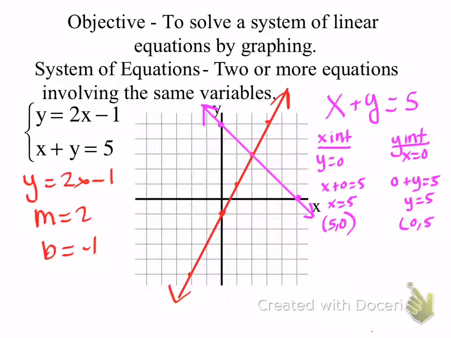All right, now, are we done? Why, Shaylin? Because you have to see where they connect. We want to see where they connect. And where do they connect, Shaylin? 2, 3 right here. That is the point of intersection. So we would say 2, 3 in a complete sentence is the solution.